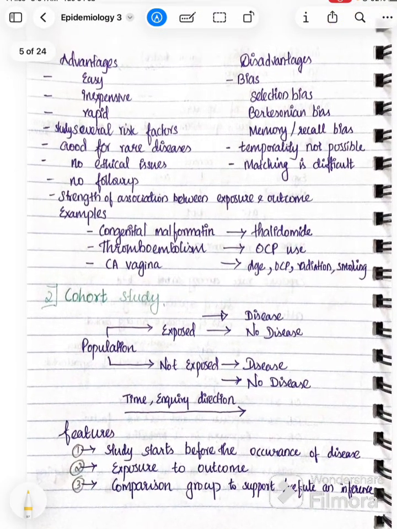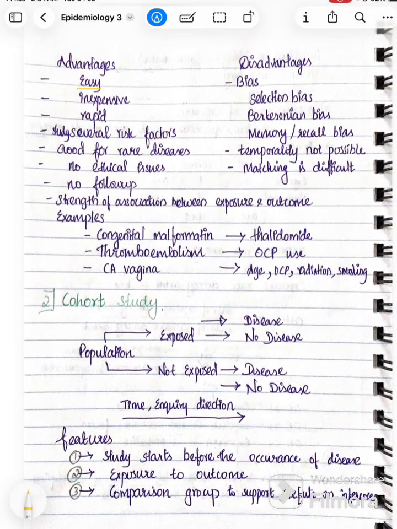Now advantages of case control study: it is easy, inexpensive, and rapid to perform. We can study several risk factors. From the case of lung cancer, we are going to ask the multiple exposure history. Good for rare diseases. No ethical issues, as we are not going to do follow-up or intervention or anything. We can calculate strength of association between exposure and outcome.